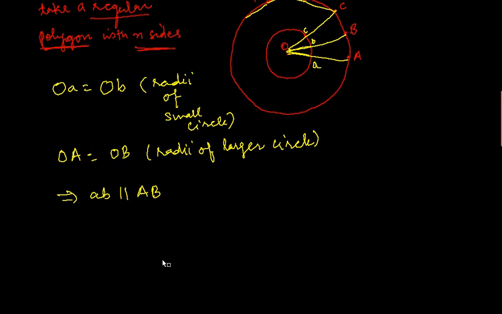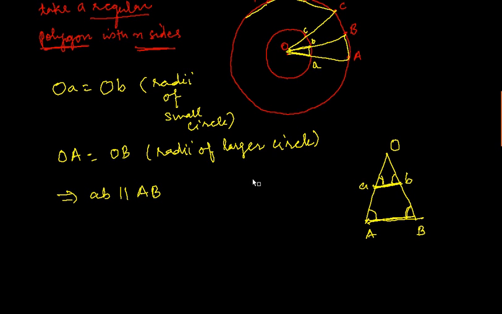Now let me draw these two triangles. You have something like this. This is your O, this is your small a, this is your small b, this is your capital A, this is your capital B. I have drawn these two triangles here, and this is parallel to this. So this angle is equal to this angle, and this angle is equal to this angle. These are the corresponding angles.